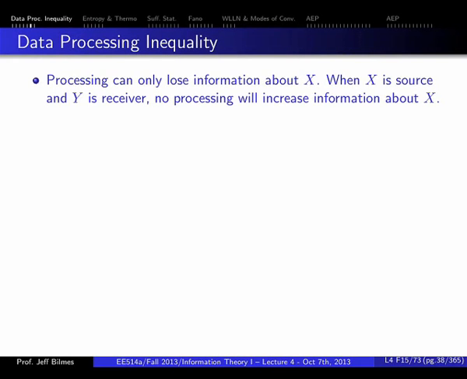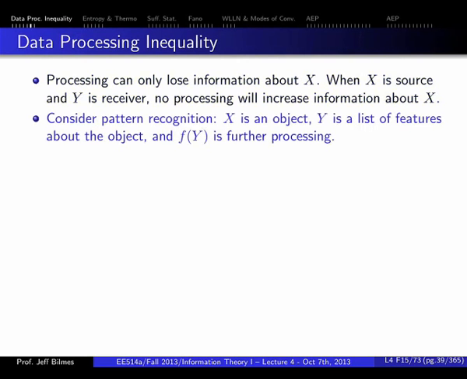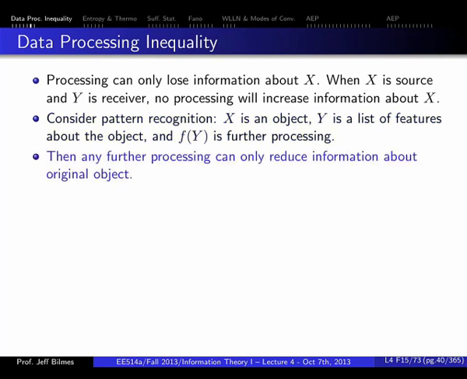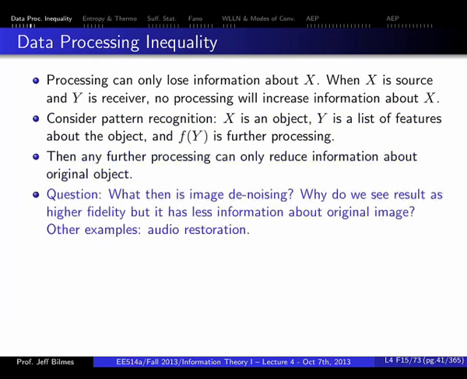So, processing can only lose information about x. For those of you who are interested in machine learning or pattern recognition, this basically means that if you have a signal source like an image or a cell phone tower signal and you're trying to recover the original message, the more processing you're doing, the less chance you're going to be able to recover the original message. So there are real world implications of this.